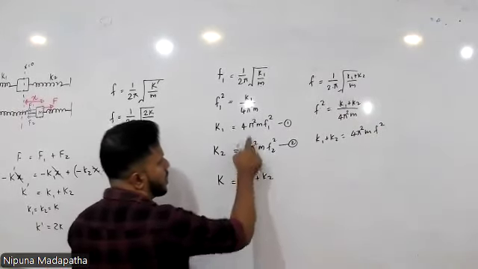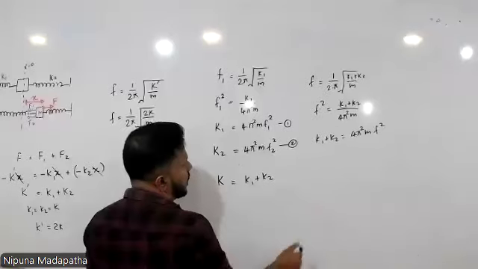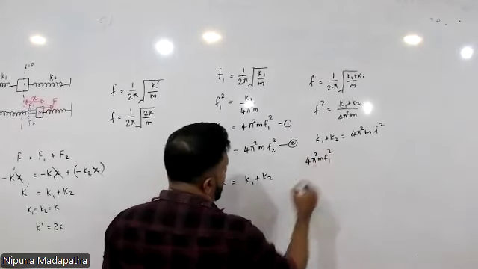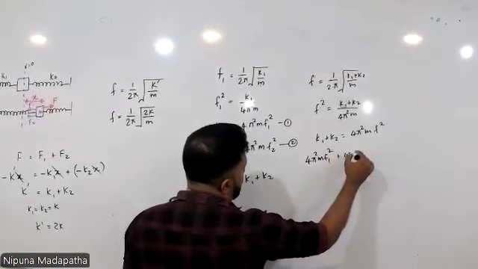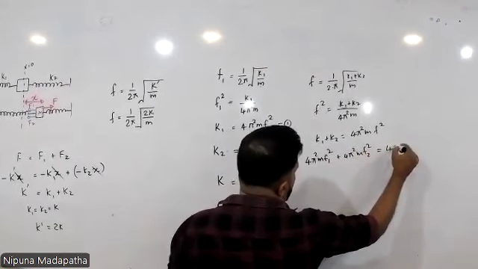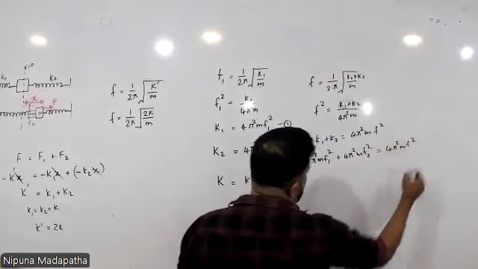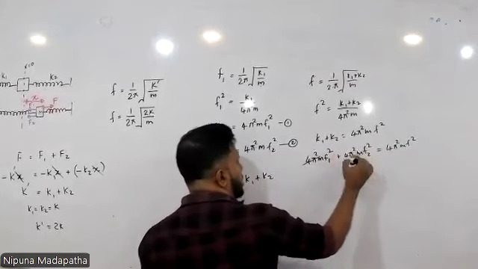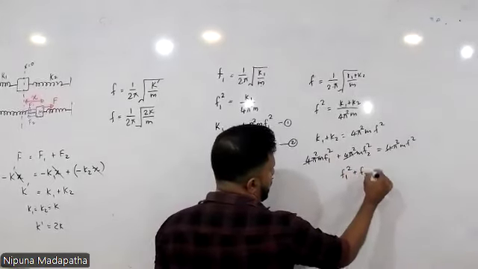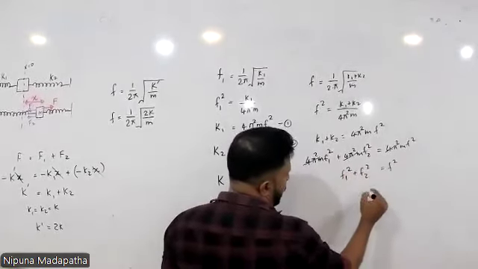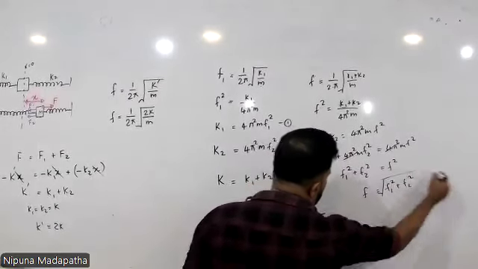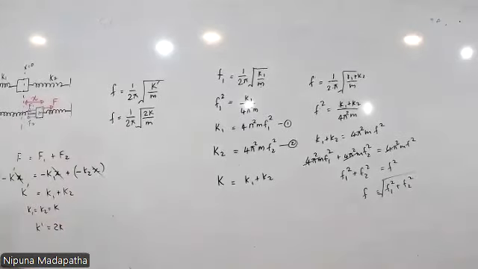So now you can substitute values for K1 and K2. K1 is 4 pi squared M F1 squared. K2 is 4 pi squared M F2 squared. And the sum is 4 pi squared M F squared. Cancelling the common terms, we get the final answer: F squared is F1 squared plus F2 squared.